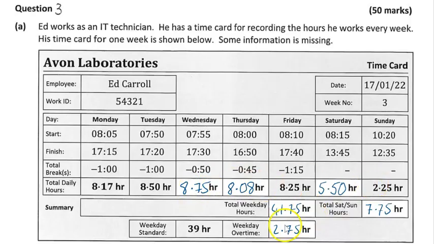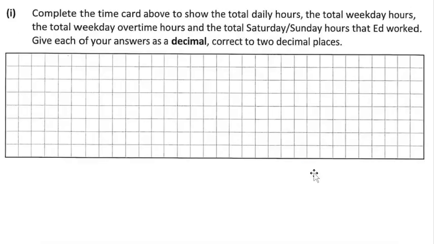So this is what we fill in, and I'm going to show you now where each of the numbers came from. So part 1: complete the time card above to show the total daily hours, the total weekday hours, the total weekday overtime hours, and the total Saturday, Sunday hours that Ed worked. Give each of your answers as a decimal, correct to 2 decimal places.